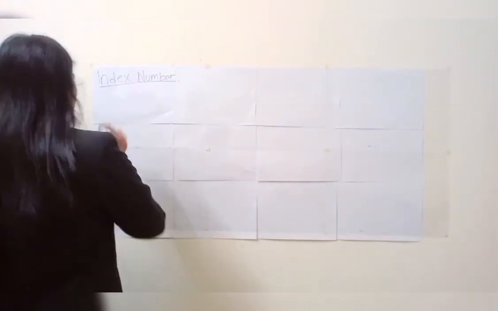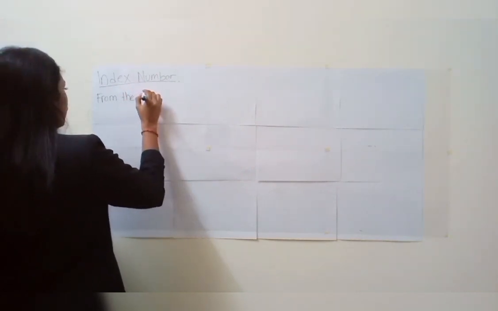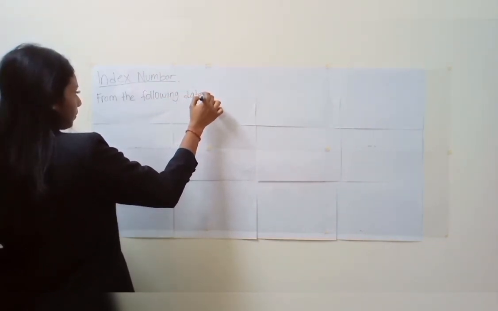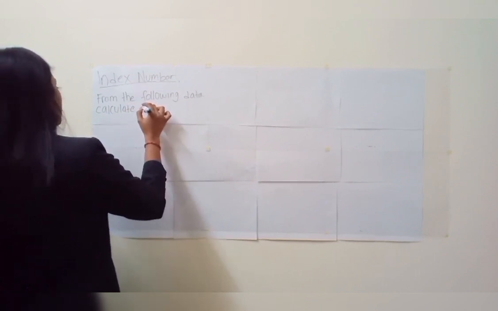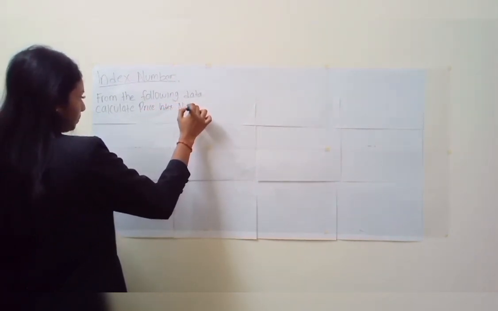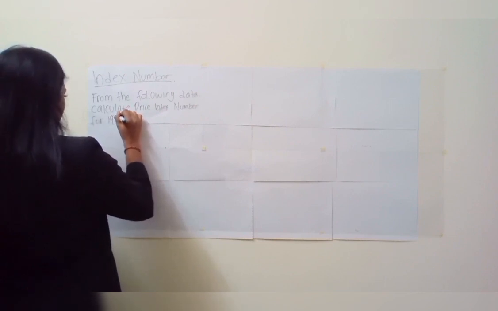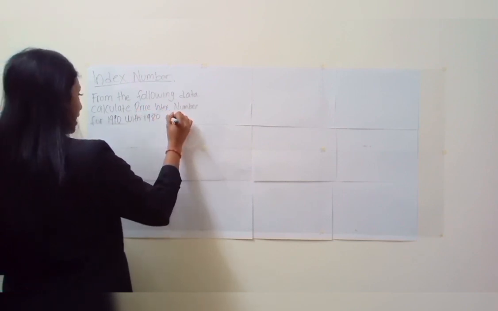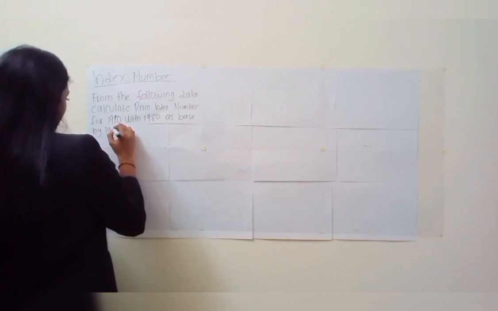Okay. So the question is, from the following data, calculate the price index number for 1990 with 1980 year as base by Laspeyres, Paasche and Fisher Ideal Index.